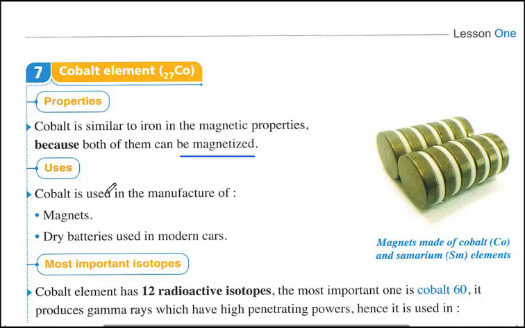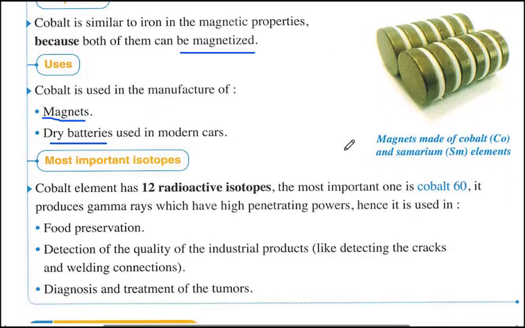Okay, its uses: first in the manufacture of magnets, then in the dry batteries used in modern cars. They are lithium cobalt batteries, lithium-ion batteries. Cobalt(IV) oxide is one of the components of this battery. Another main characteristic of cobalt is that the cobalt element has 12 radioactive isotopes. So when you see in the exam 12 radioactive isotopes for an element, this element is 100% cobalt.